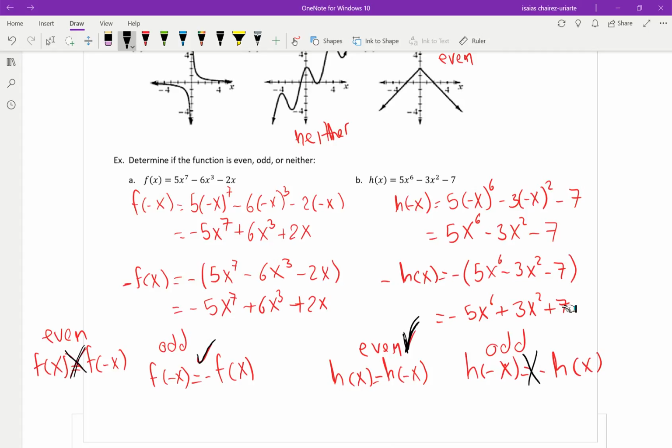So this is how we determine if a function is even or odd. There's a little bit of groundwork that you first have to do. You have to compute h of negative x, and you have to compute negative h of x. You have to simplify these forms and then do your comparisons. Okay, well, that is it for this section. I leave you with the question: is there a function, and it has to be a function, so it has to pass the vertical line test, that's both even and odd?